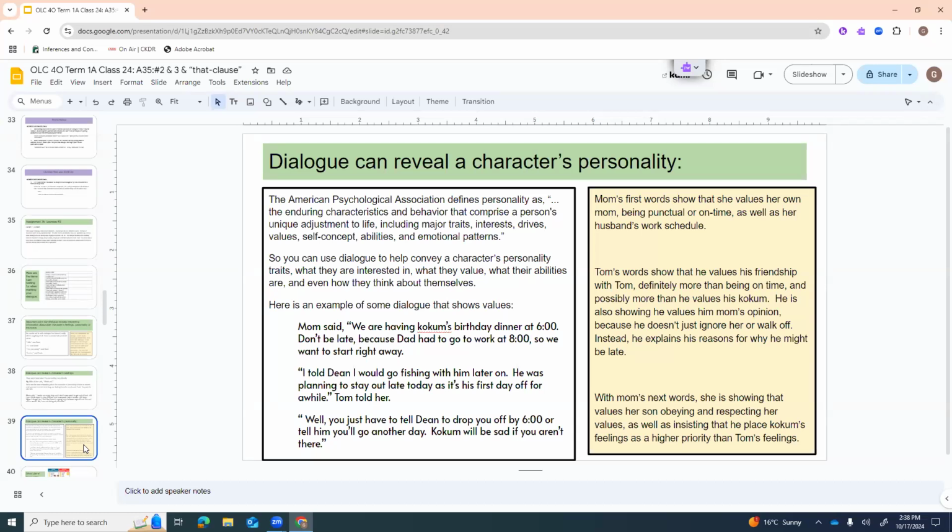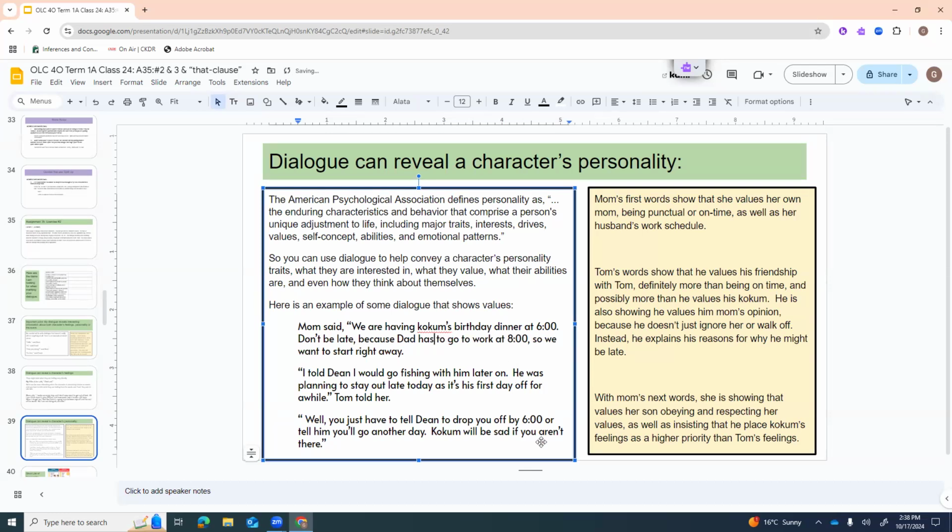Mom said, "We are having Gookum's birthday dinner at 6 o'clock. Don't be late because dad has to go to work at 8 o'clock, so we want to start right away." "I told Dean I would go fishing with him later on. He was planning to stay out late today as it's his first day off for a while," Tom told her. "Well, you just have to tell Dean to drop you off by 6 o'clock or tell him you'll go on another day."